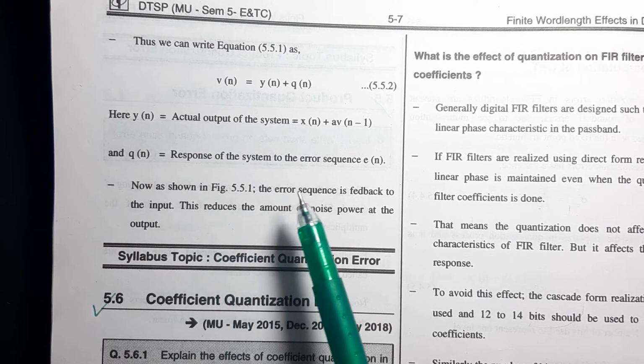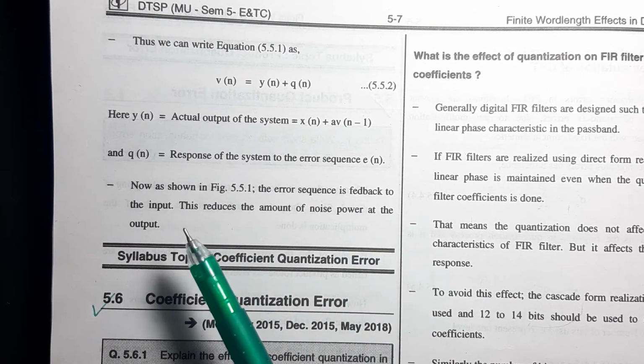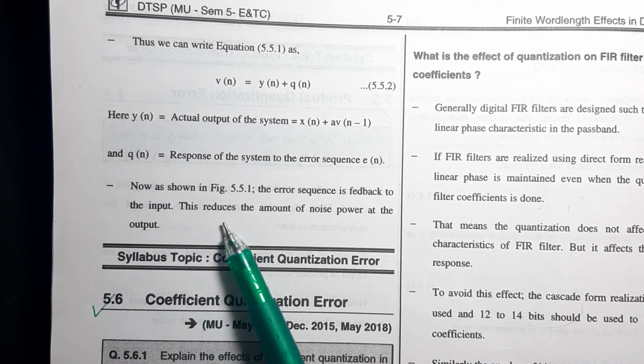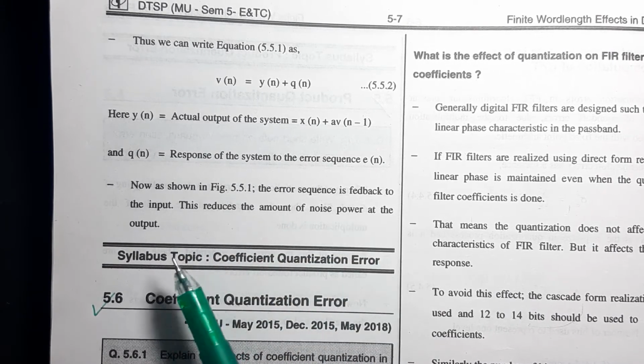Now as shown in the figure, the error sequence is fed back to the input. This reduces the amount of noise power at the output.